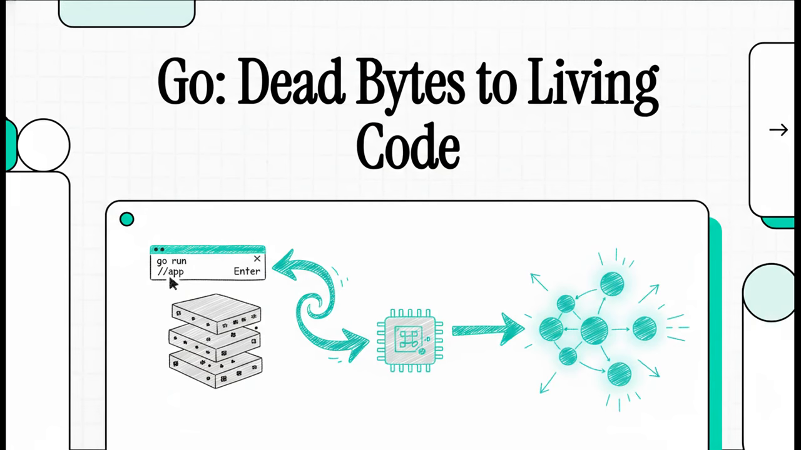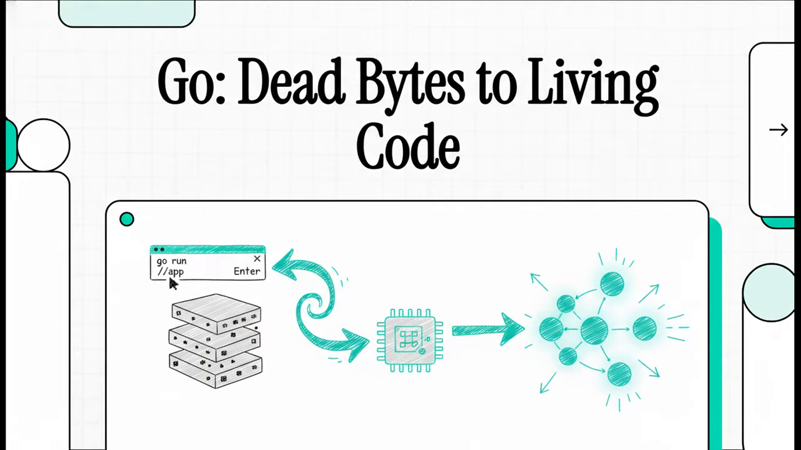Have you ever stopped to really think about what happens when you type go run or ./app and just hit enter? On the surface, it seems so simple. We've got this file on our disk, just a bunch of static bytes, and then poof, in an instant, it's a living, breathing process running in memory. We kind of treat this like magic, but come on, as developers, we know there's no such thing.